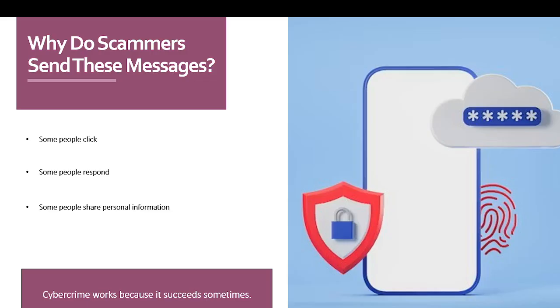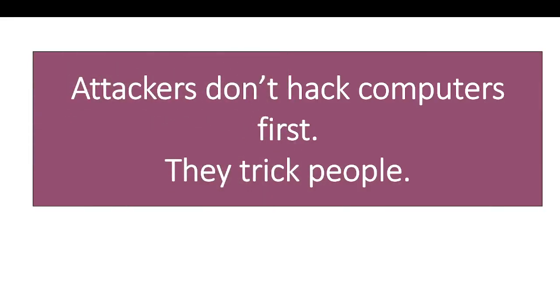So cybercrime doesn't work because attackers are geniuses. You cannot call attackers geniuses. It works because humans sometimes react before thinking. So most people say, these attackers, they're too smart, they know how to get people. No. The only thing they know is that human beings must always keep on falling for this. It's not because they're smart. Actually, it's a cheap trick. But how come people are still falling for it? Because most people react before thinking.